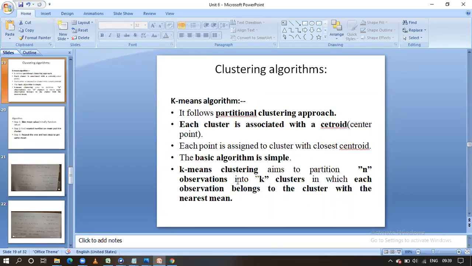Here, the input for this k-means algorithm is the observations, and how many clusters you want, that we also have to provide, guys. So the input is how many observations and how many clusters. The output we are going to get is the clusters. How we get the clustering is based on the centroids.